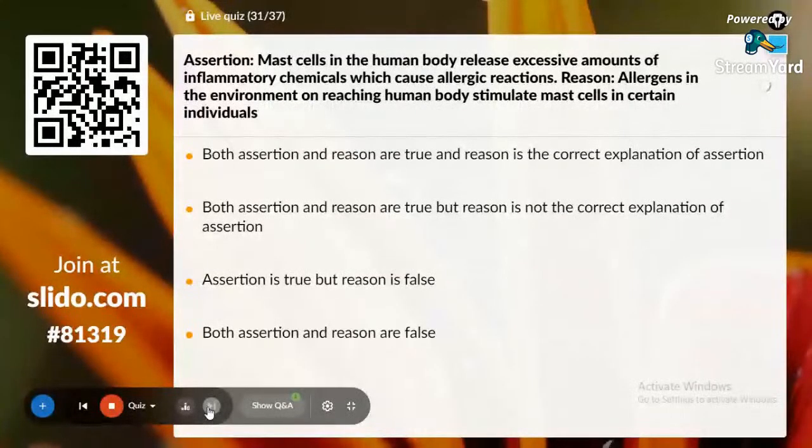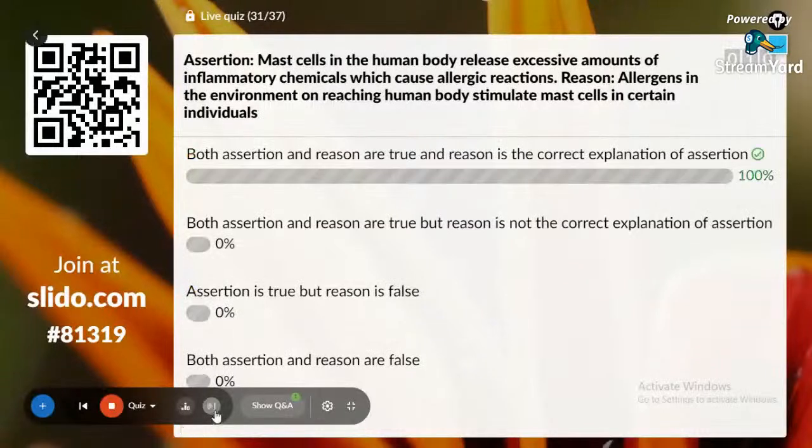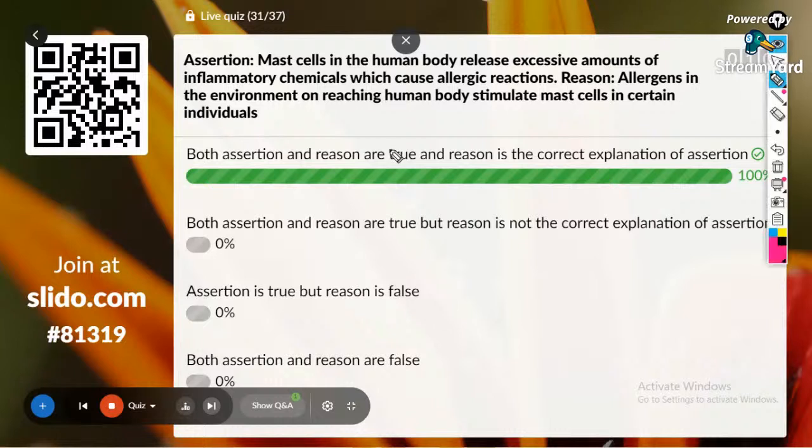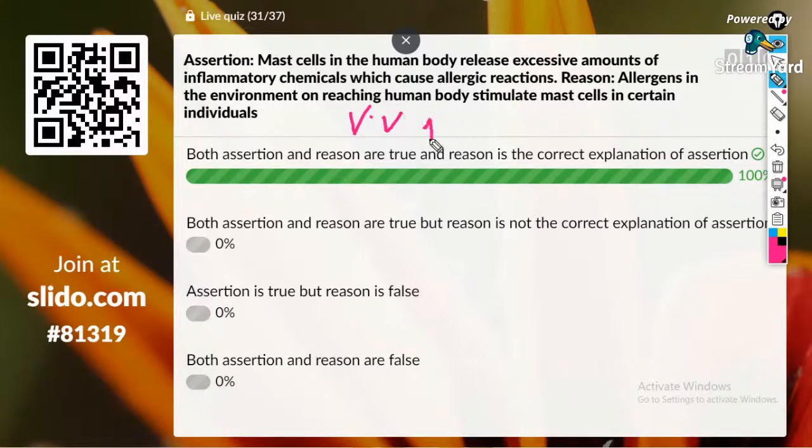Yes, 100% with option A, which is the correct answer. Good. Very good. Very good question.